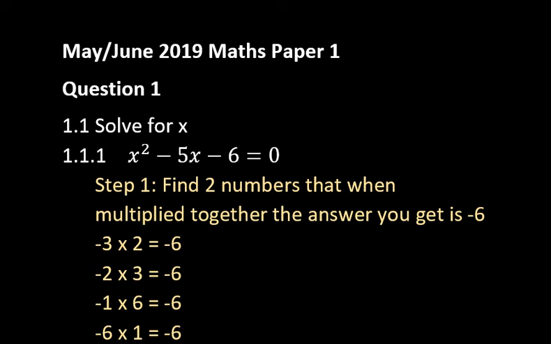So the first step is you find two numbers that when multiplied together, the answer you get is -6. All the possible ways that you can get -6 are listed below, which is when you multiply -3 times 2 gives you -6, -2 times 3 gives you -6, -1 times 6 gives you -6, and then -6 times 1 gives you -6. If you have more ways you can get -6, you can also add them, but these are the only ones that I know.